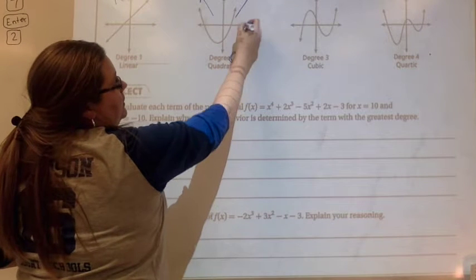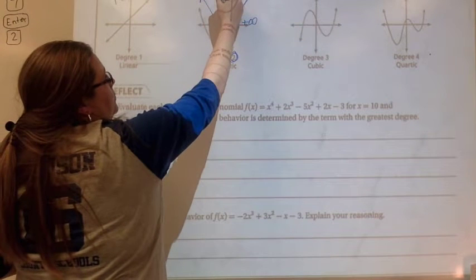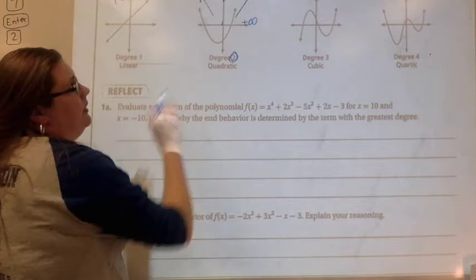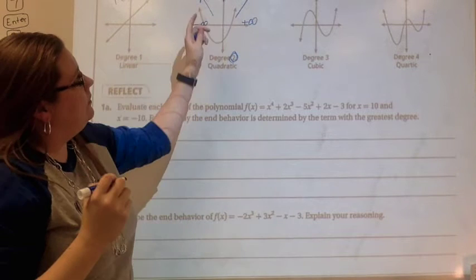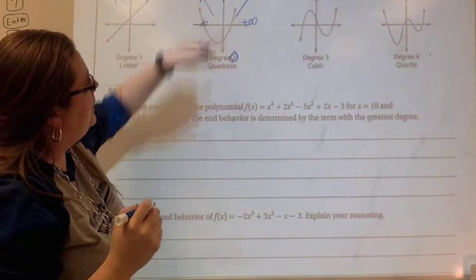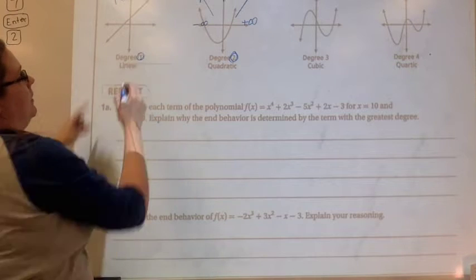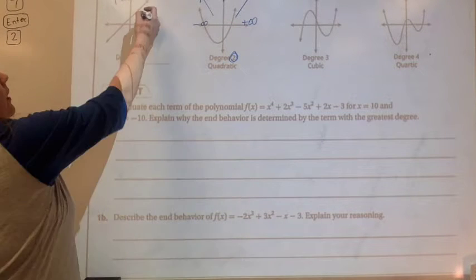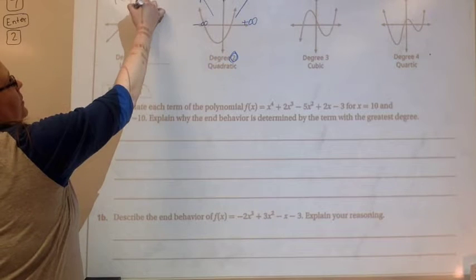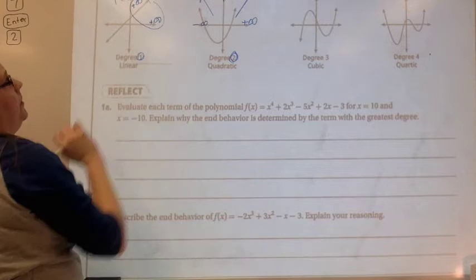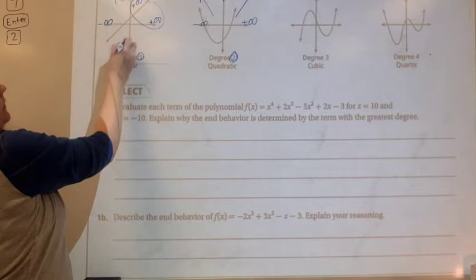So as x is getting bigger, or moving to positive infinity, the y values are going up, which is moving to positive infinity as well. And as x moves to negative infinity, or going this way forever, the y value is also going to positive infinity. Okay? Notice on degree 1, where you have an odd degree, as x goes to positive infinity, the y values go to positive infinity. But as x goes to negative infinity, the y values are also going to negative infinity.